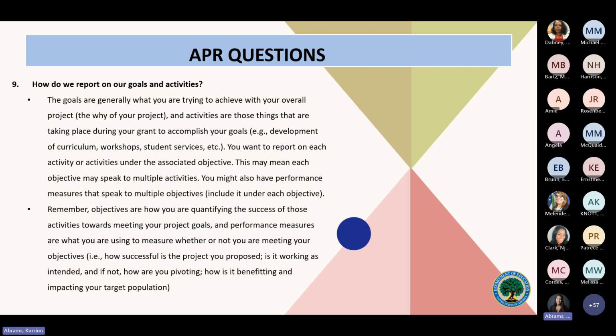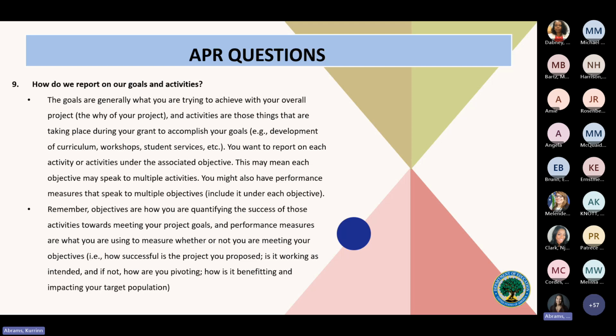How do we report on our goals and activities? So the goals are generally what you're trying to achieve with your overall project. It's sort of the why of your project, and activities are those things that are taking place during your grant to accomplish those goals. So perhaps you're developing curriculum, workshops, implementing student services, etc.